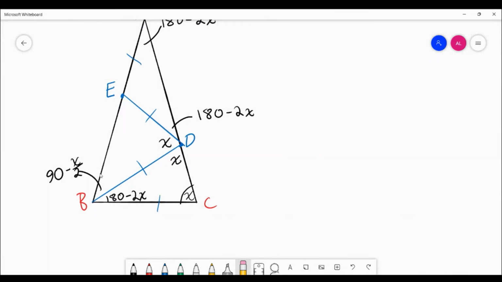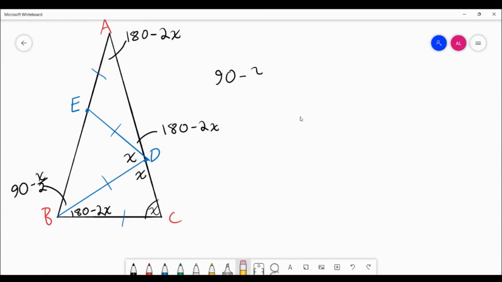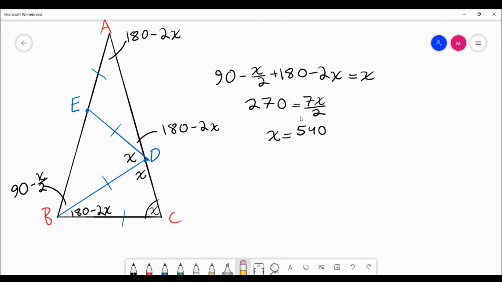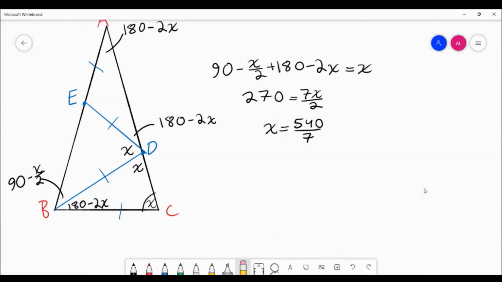So we have that this angle right here is equal to x, but it's also equal to 90 minus x over 2 plus 180 minus 2x. So we can solve for x, and we get that x equals 5/47. So now in typical AIME style, they ask us to sum the numerator and denominator. 540 and 7 are relatively prime, so the answer is 547.